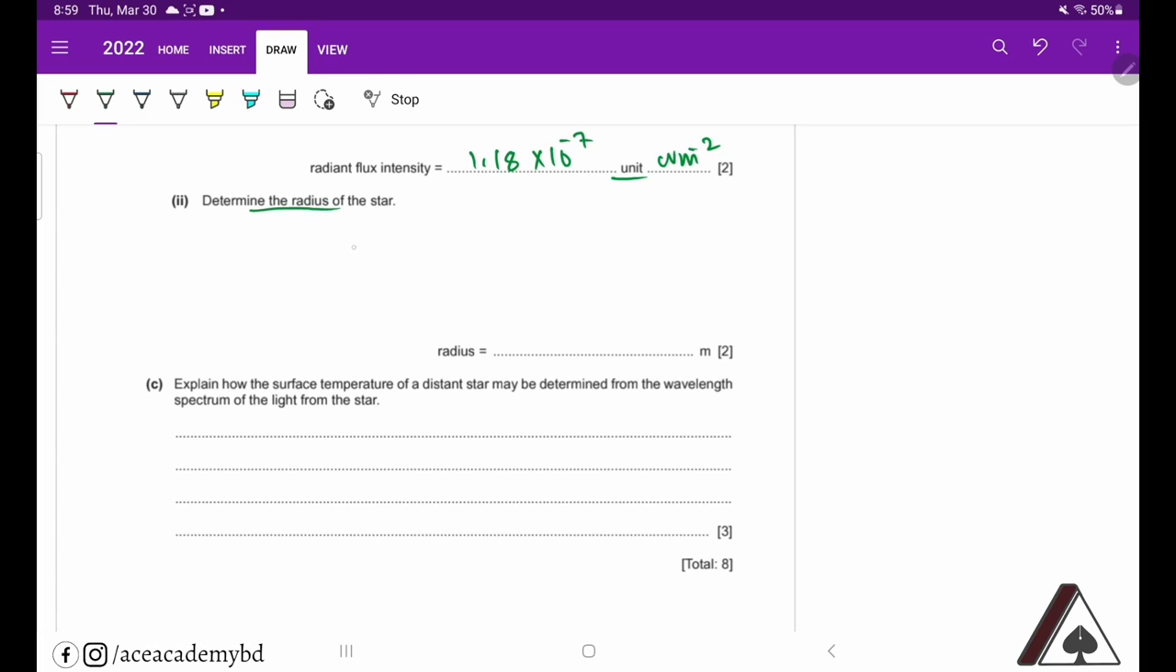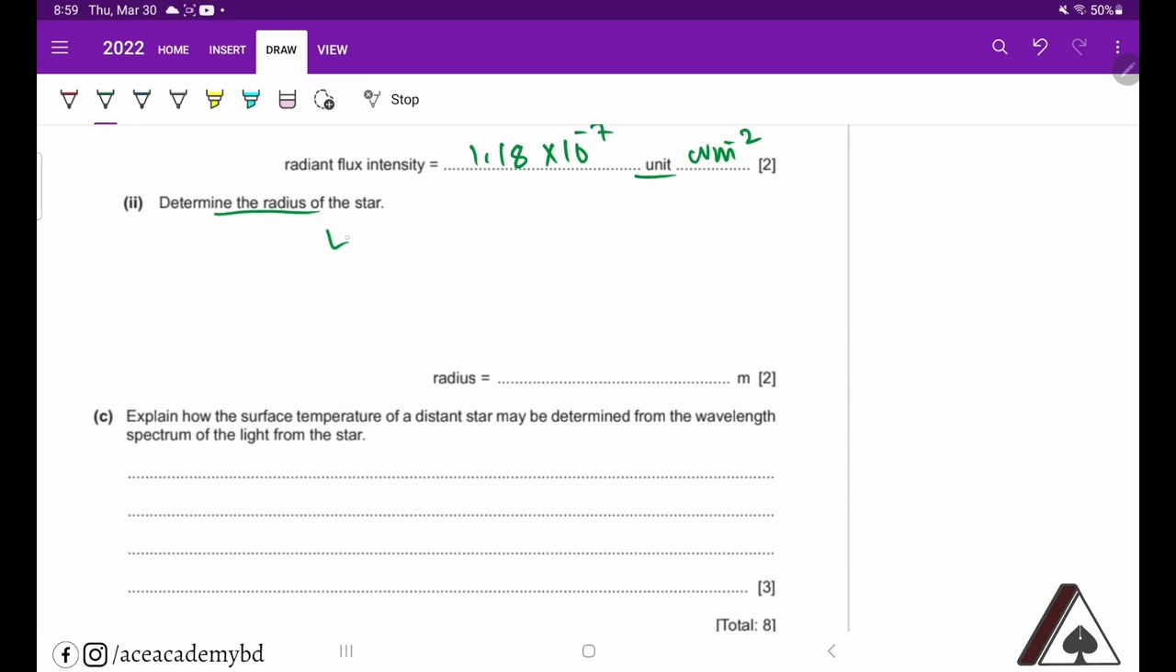Next part says determine the radius of the star. So over here, we basically have to make use of the Stefan-Boltzmann law, whose equation is also given in the data book. On the first page of this question paper, you're also going to find this specific equation about the Stefan-Boltzmann law.